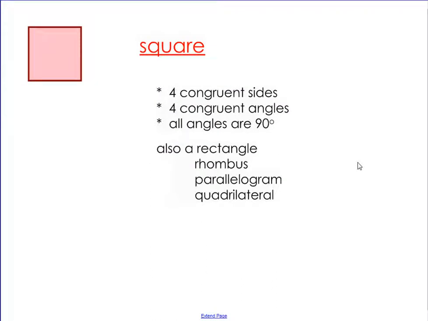A square has 4 congruent sides, 4 congruent angles, and all angles are 90 degrees. A square can also be called a rectangle, a rhombus, a parallelogram, and a quadrilateral.